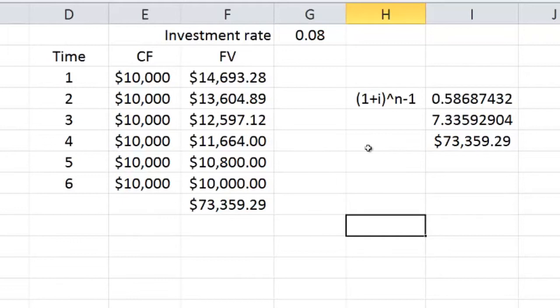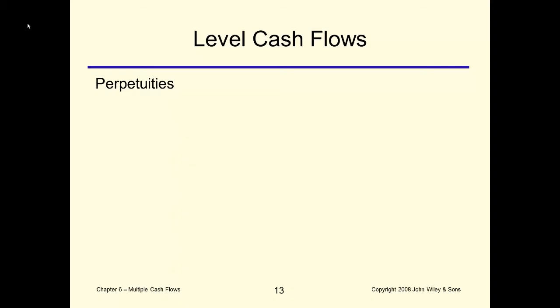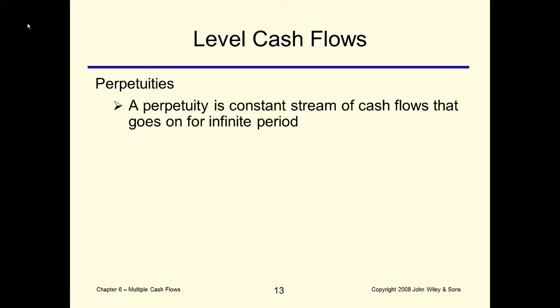answer. So what we would say here, if you're going to invest $10,000 a year for the next 6 years and you can earn 8% per year, at the end of 6 years you would have a little over $73,000. Now on to perpetuities. A perpetuity is like an annuity. You have that constant cash flow, the same amount every period, but this goes on for an infinite number of periods.